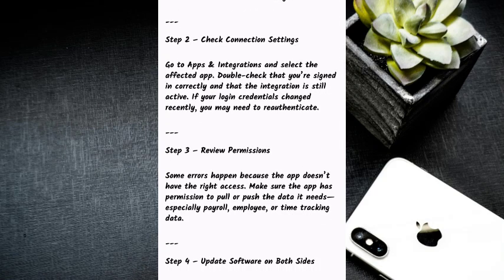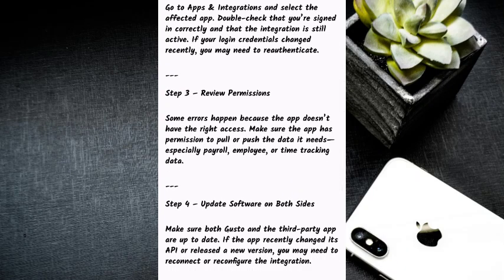Step 3. Review permissions. Now some errors happen because the app doesn't have the right access. So make sure the app has permission to pull or push the data it needs, especially payrolls, employees, or time tracking data.